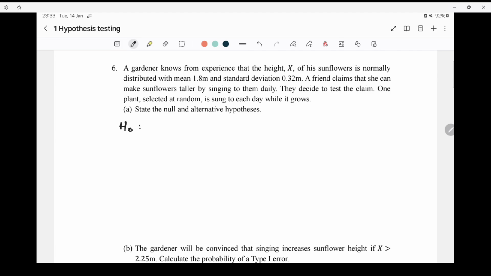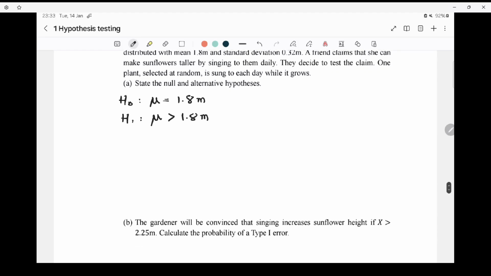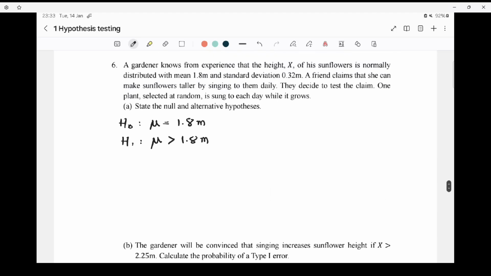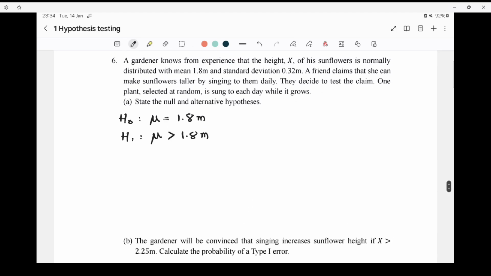So your H0 is basically the mean height is 1.8 meter. Your H1, because of growing taller, tells you the direction. So this is basically a one-tail test. The gardener will be convinced that singing increases the sunflower height if x is greater than 2.25.